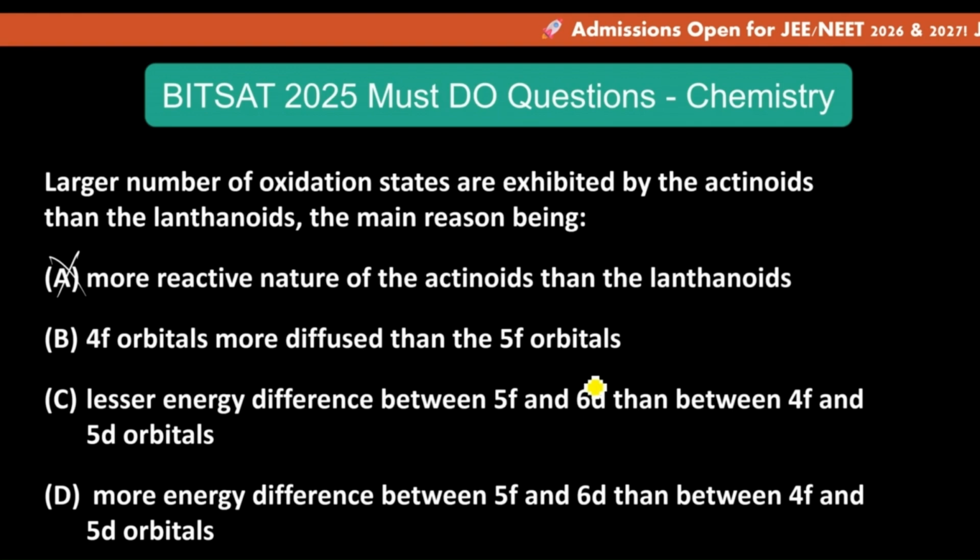Then option B, 5f orbitals are more diffused than the 4f orbitals. Correct, but this is also not the reason. Then option C speaks of a smaller energy difference, which allows more electrons to participate in the bonding. That is true. And option D is contradictory to option C, which is not correct. So option C is your answer.